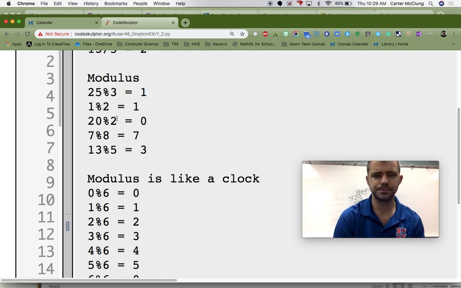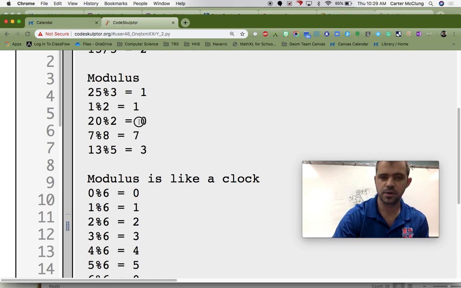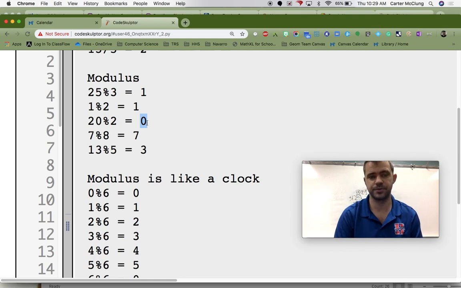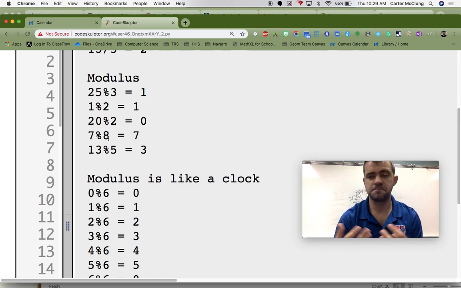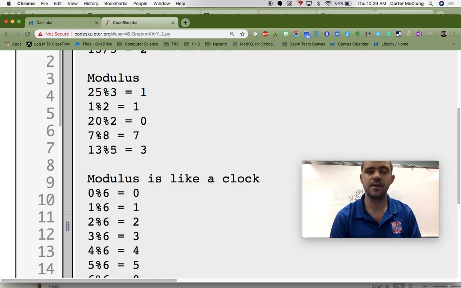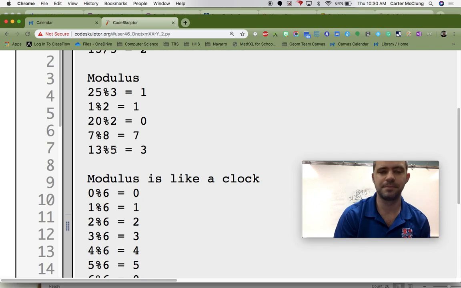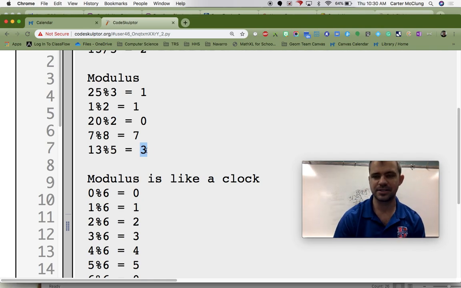20 divided by 2 is 10. There's no remainder. So when we do modulus, the remainder is 0. There's no leftovers. Again, 7 divided by 8, it doesn't divide in, 7 can't go into 8 at all, so it's all remainder. 13 goes into 5 twice, so there's 2 5s, that's 10. So 13 minus 10 is 3. All right.